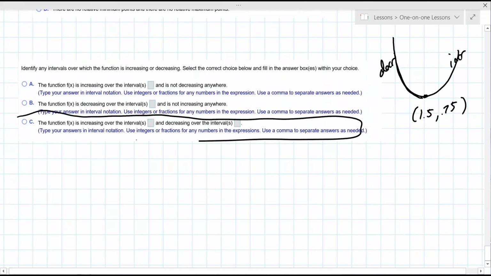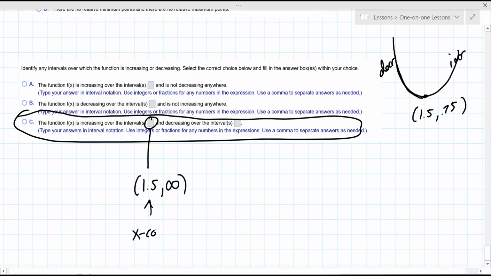C. Okay, and now we've got to fill these in. So it's increasing from 1.5 to infinity. It's the x coordinate, nothing to do with y. And it's decreasing from minus infinity to 1.5. Again, it's the x coordinate.